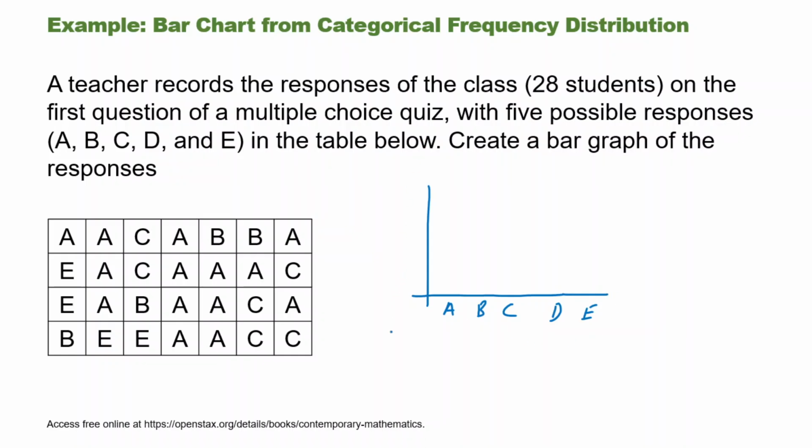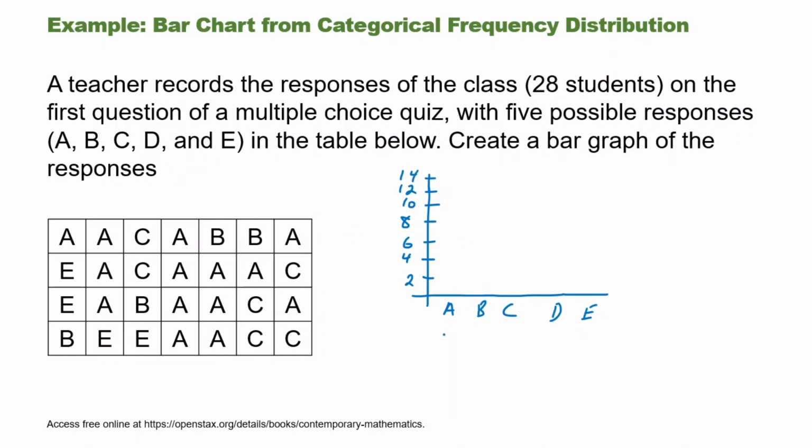On the vertical axis, I'm going to label some numbers. Now, the frequencies range from 0 to 14. So what I'm going to do is label these by 2's: 0, 2, 4, 6, 8, 10, 12, and 14.